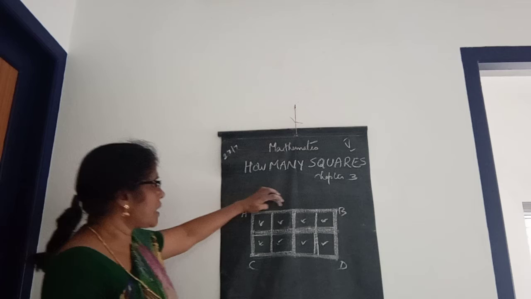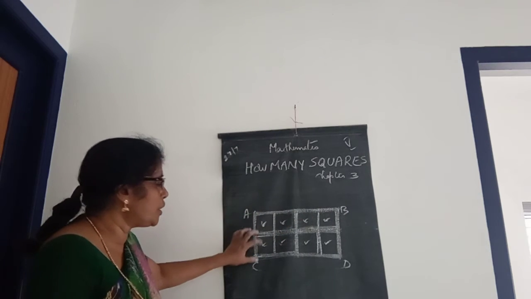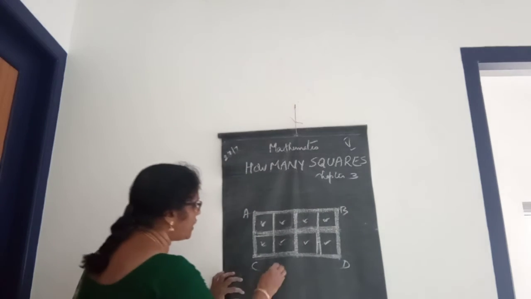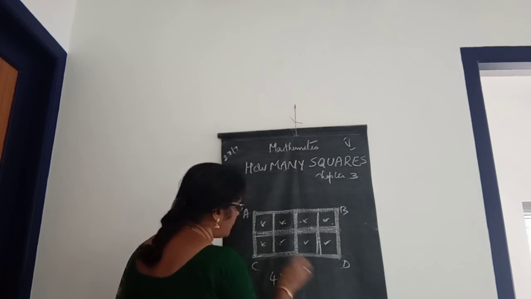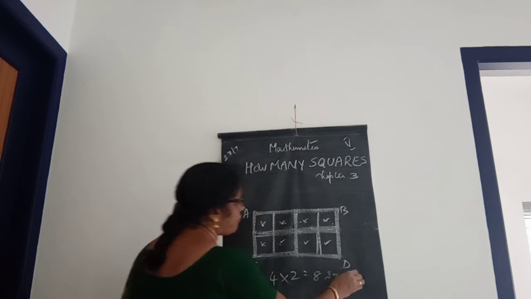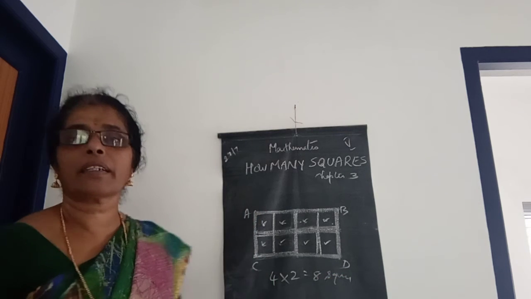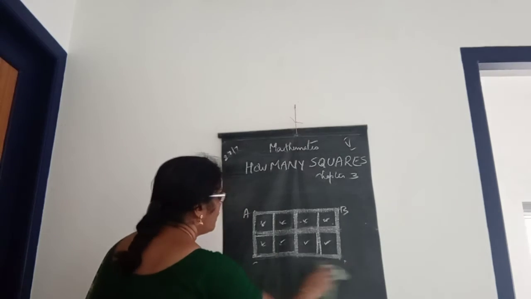And in the length side we can count 1, 2, 3, 4, and in that side 1, 2. So 4 into 2, how many squares will we get? 4 in length here and on this side 2. So we will get 8 squares from this rectangle. Now take the next one.